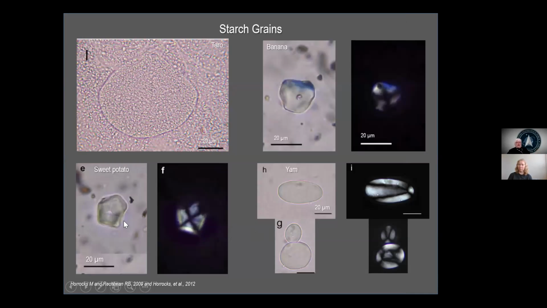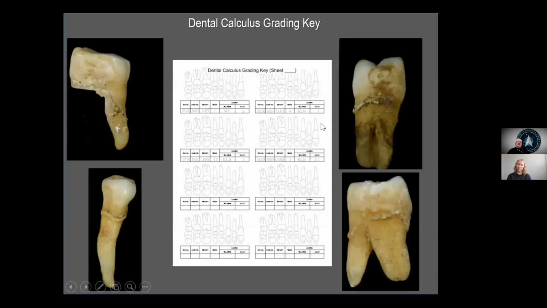Starch grains, here's a good example of this Maltese Cross here. This is the light microscope image of it. And so here's the Maltese Cross here. Here's the yam starch without the polarized light on it. This is a banana, and so forth. So we go looking for these things in the calculus.